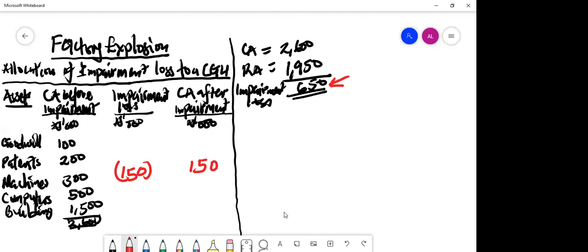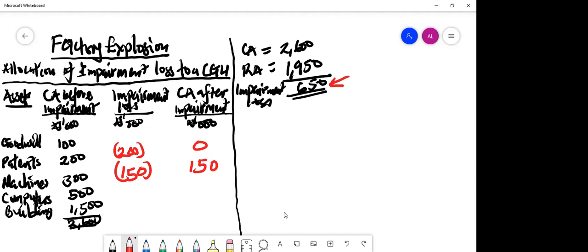He said, the patent has been superseded and is now considered worthless. Then I say, patent, where are you? I was told you have been superseded. You are now worthless. That means you are now zero, okay? I will write it off immediately. So I have written off 200 from patent. Remember, I have 500 left.